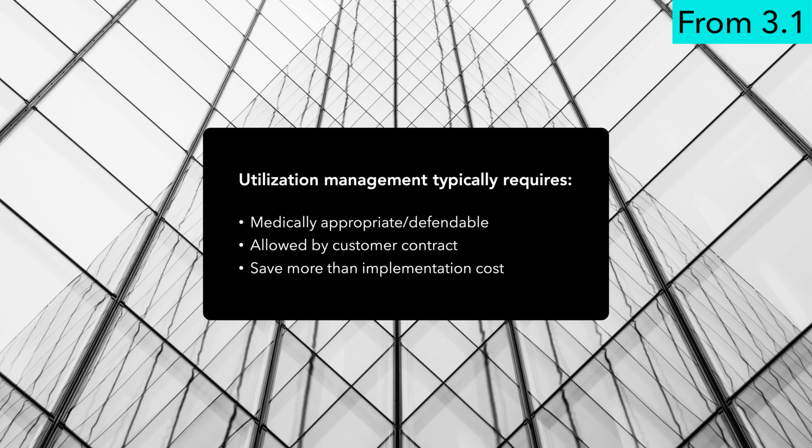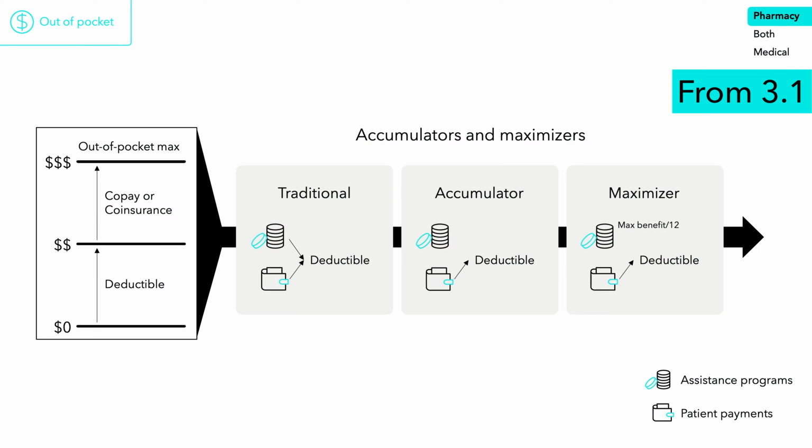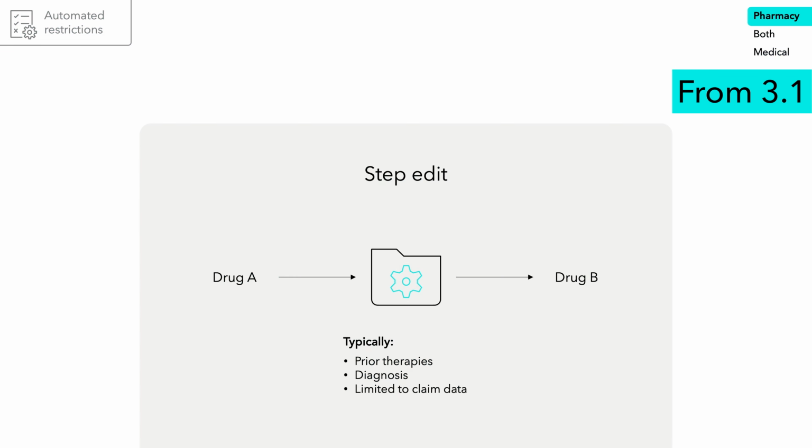In order for utilization management to occur in a particular class or category, there's generally 3 rules that you'll hear over and over again from insurance companies. The next major trend that's happened in the last few years is accumulators and maximizers. So a step edit requires that drug A be used before drug B. So if a prescription is written for drug B, the computer goes in and automatically checks that drug A has been given.